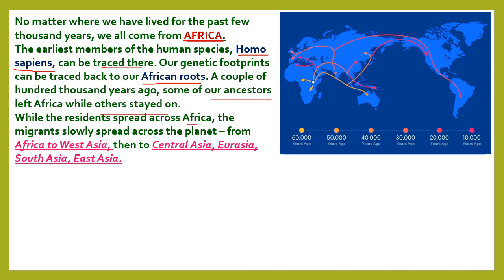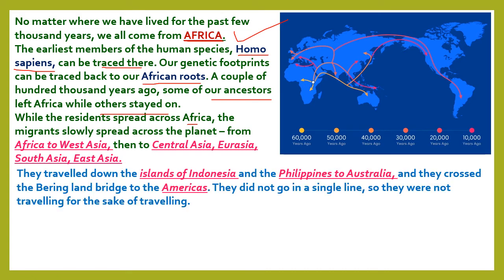But they all are from which place? They all are from Africa. So our roots are in African countries, right? In animation, you can see how they have spread out. Our ancestors traveled down to the islands of Indonesia and then the Philippines, then to Australia, and they crossed the land bridge to the Americas.